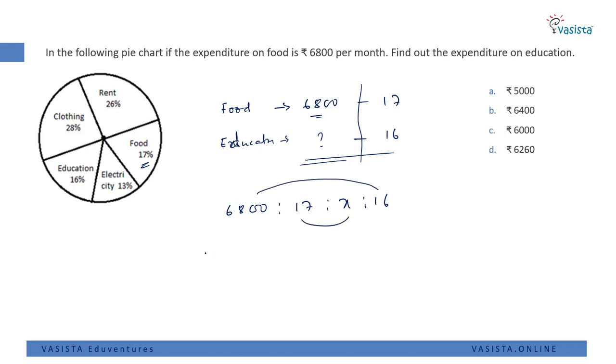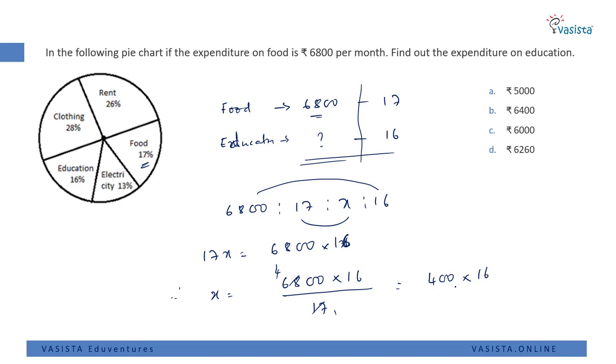So 17x is equal to 6,800 into 16, right? So therefore x is equal to 6,800 into 16 by 17. Right, now simplify it here. 17 ones are 17, 17 fours are 68, right? Now 400 into 16. Now multiply it here. 16 fours are 64. Add 2 zeros, that is 6,400. Option B is the right one.